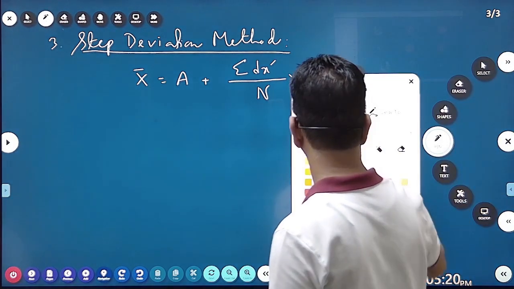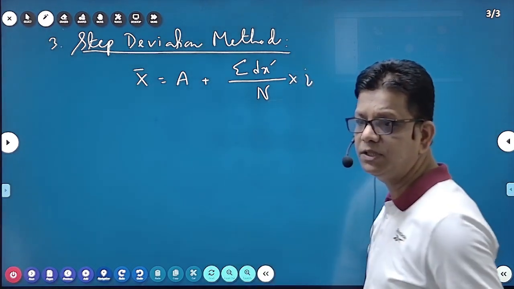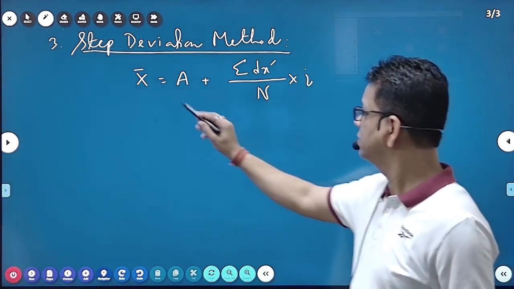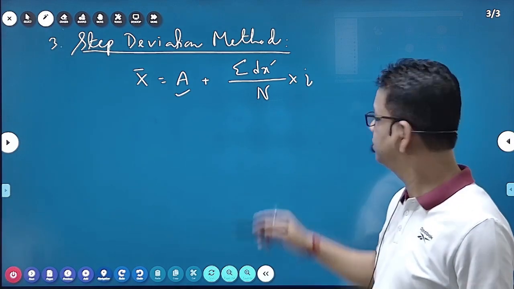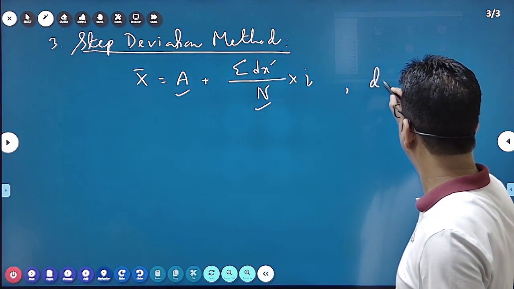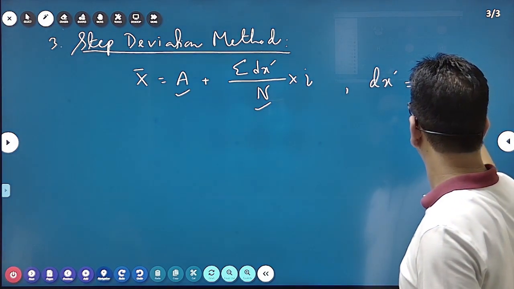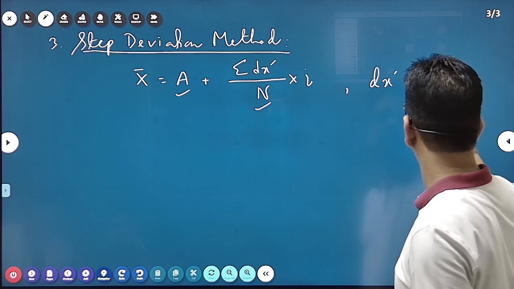So this is taken here as I. Okay. Now, it is just a few lines extension. Already, you know, assume n is the total. Now this dx dash, we need to find dx dash first. So dx dash is dx divided by h, it is written I.